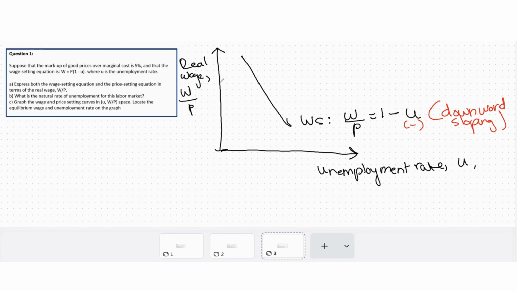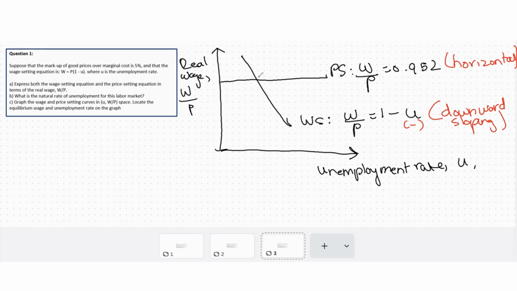We can see that because in this particular example it's a linear function of the unemployment rate. Now let's plot the price setting curve. We know the price setting curve from part A is given as W/P equal to 0.952. It's horizontal as we have a constant markup, which does not depend upon the unemployment rate. So in our WSPS model, we plotted a wage setting curve downward sloping because of the negative relationship between the unemployment rate and the real wage workers can bargain for. And the price setting curve is horizontal as we have a constant markup. And we have drawn a linear wage setting curve because it's a linear function of u.